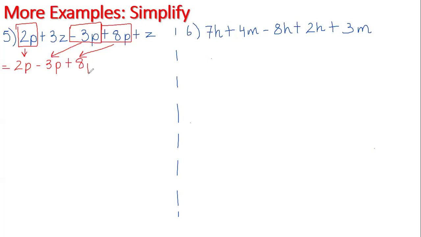So we have to group the p's together, and after we already group the p's together, we have to group the z's together. So let's go ahead and group the z's together. So it's gonna be what? Plus 3z, plus z. So we bring them together. So it's gonna be plus 3z, right? Plus what?